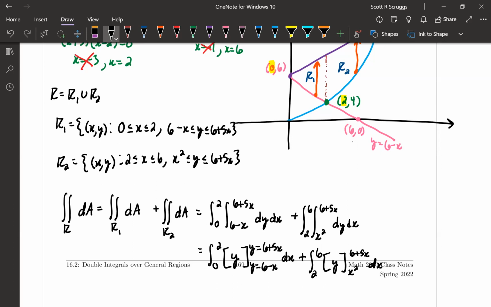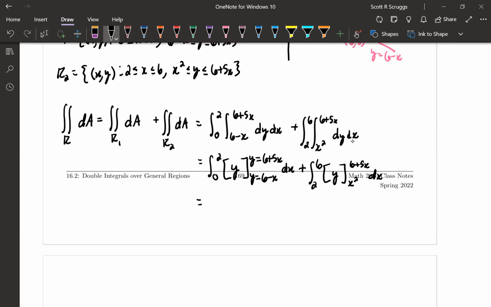Okay. And now what I'm left with is the first integral, that's from 0 to 2. Here you have 6 plus 5x minus 6 minus x. Simplifying that, you should be left with a 6x. Going from 2 to 6 of that, upper bound is the 6 plus 5x, lower bound is the x squared. So you should have 6 plus 5x minus x squared dx. And now we will integrate.